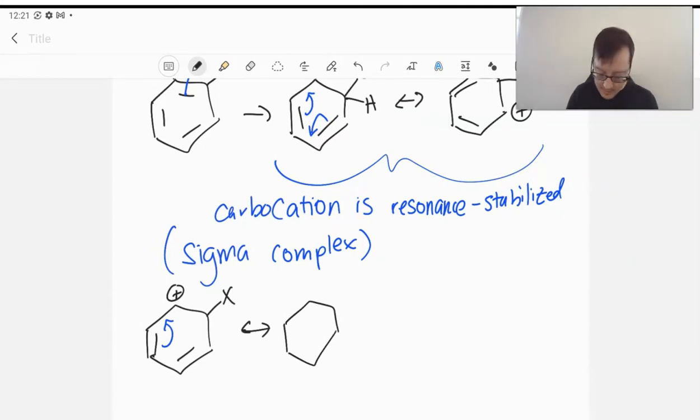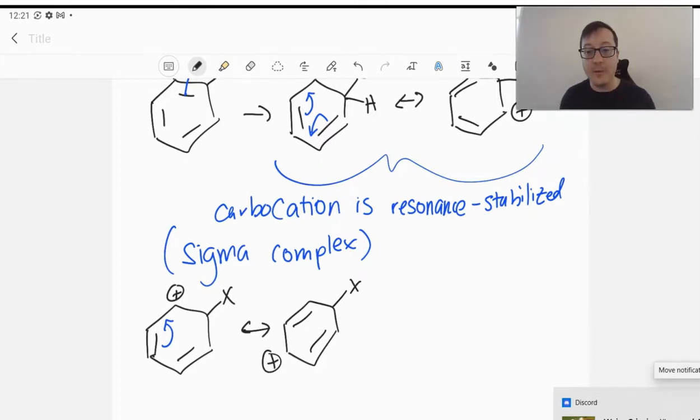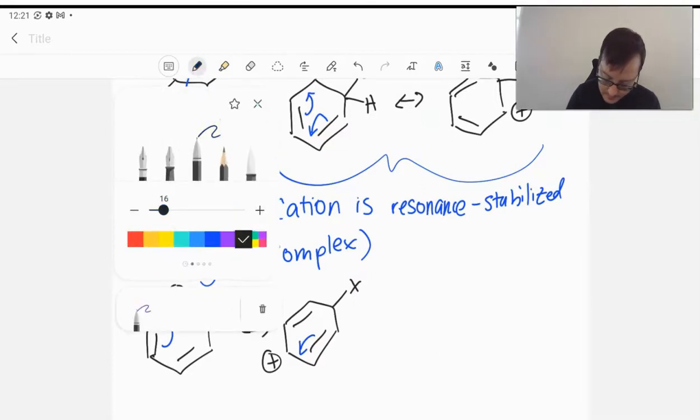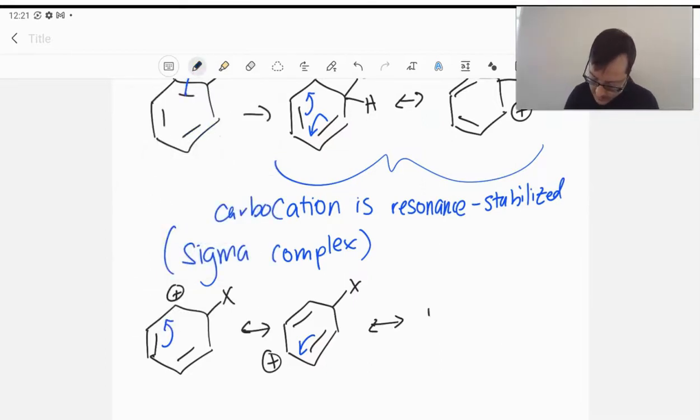So if we do that, we're going to now have our carbocation on the opposite side. And we can resonate this some more. If we resonate it again, move that double bond over, we will now have our carbocation on the other side of our newly added substituent.